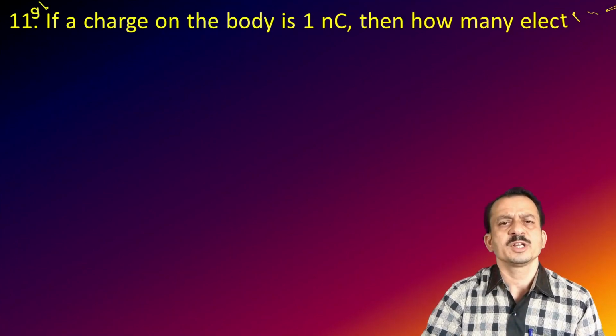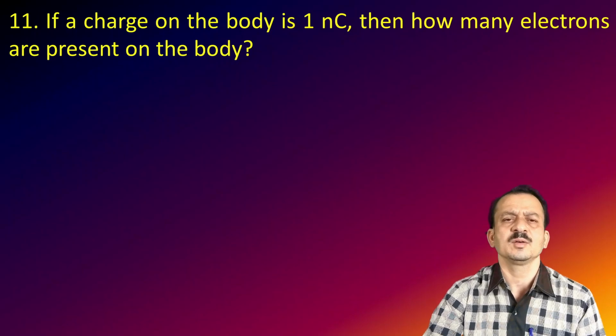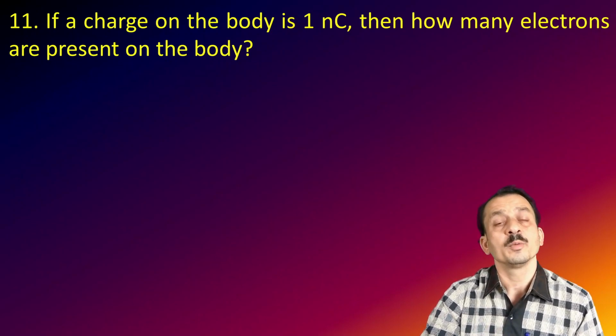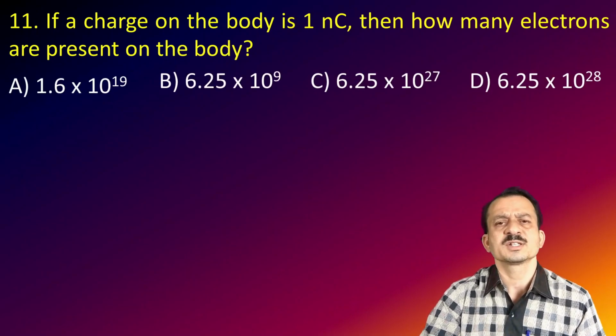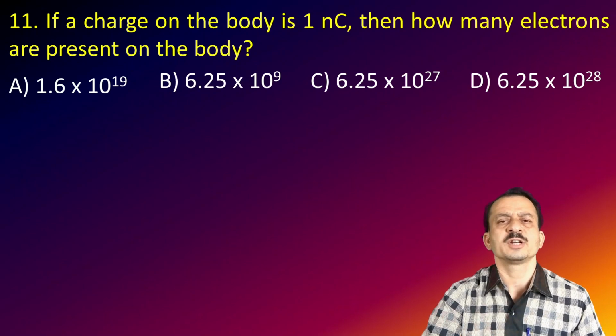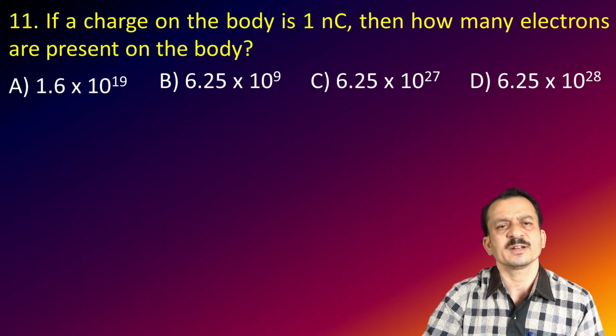If the charge on a body is 1 nanocoulomb, then how many electrons are present on that body? They have given a charged body which has a charge of 1 nanocoulomb. Now we have to calculate how many excess electrons are present in that body. Options: A 1.6 into 10 to the power of 19, B 6.25 into 10 to the power of 9, C 6.25 into 10 to the power of 27, and D 6.25 into 10 to the power of 28.